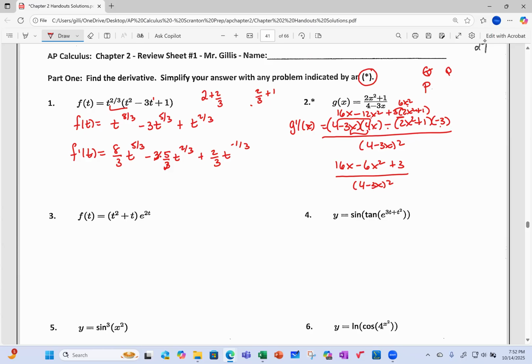So I just want to make sure there. 14x minus 12x squared, that looks good. That negative and the negative makes a positive 3, and that looks good right there. And I think I combined everything right.